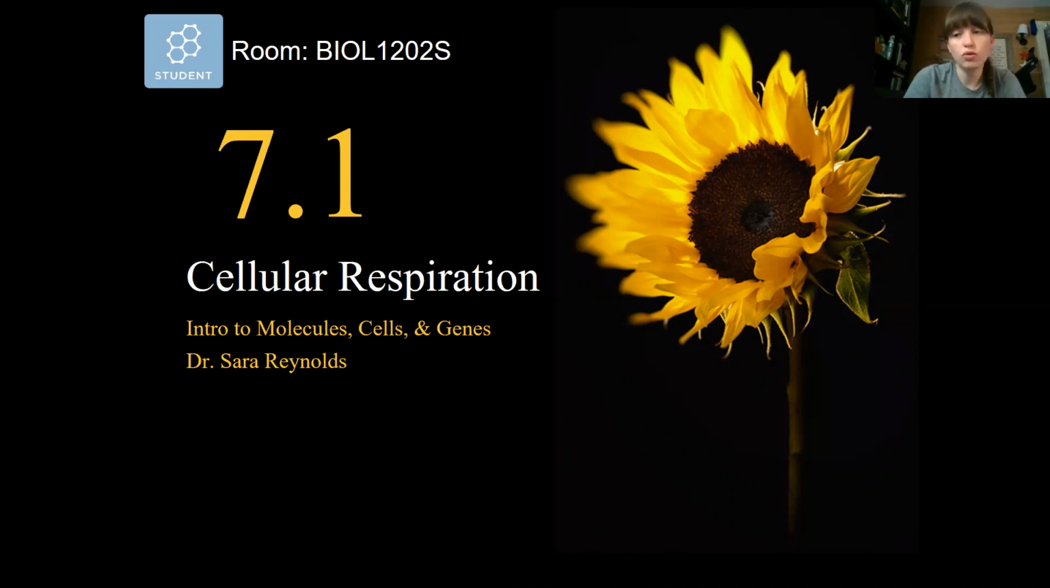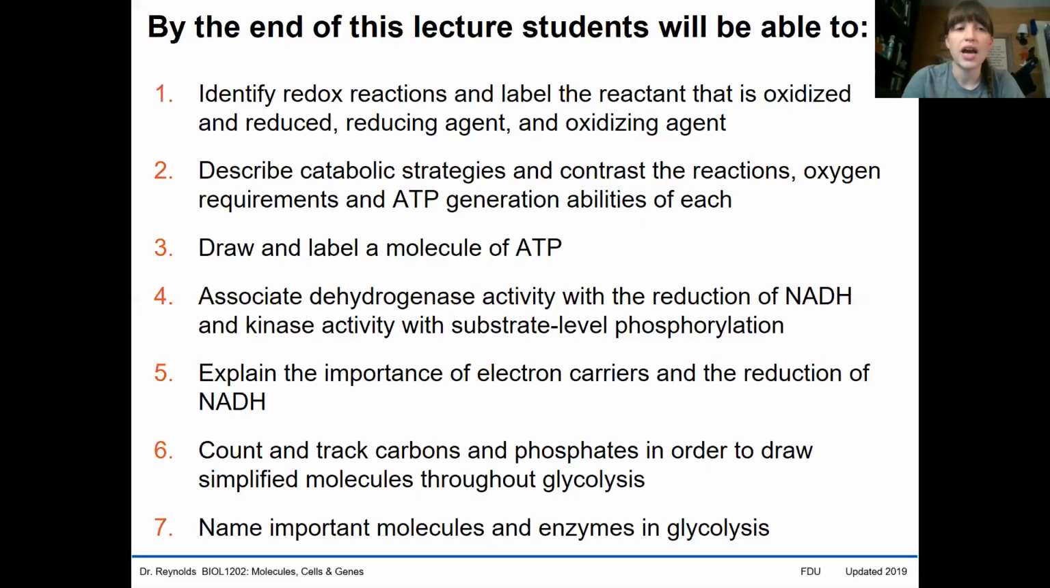You can do new organizations of your notes. You can complete worksheets like recitation or do questions in Mastering Biology. But you need to be working with this material to help you be able to achieve our goals. I need students to be able to identify redox reactions and label the reactant that's oxidized and reduced, as well as identify the reducing agent and the oxidizing agent.